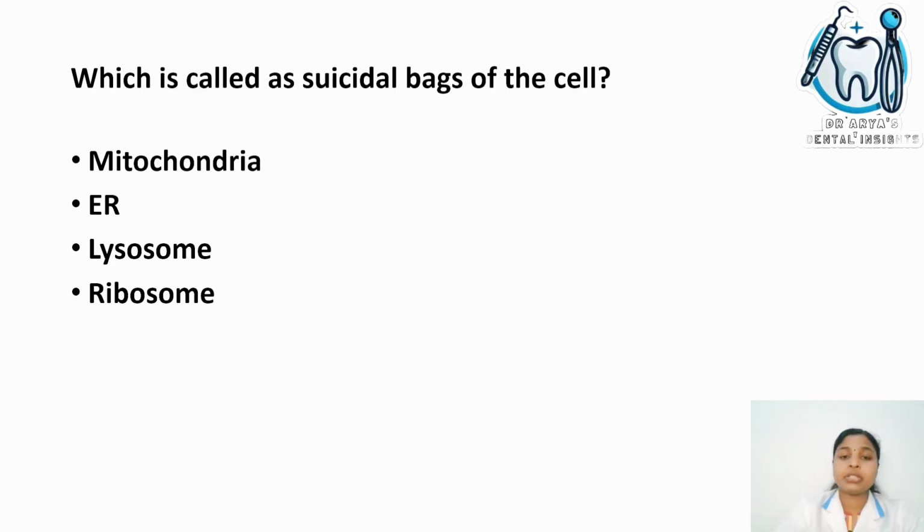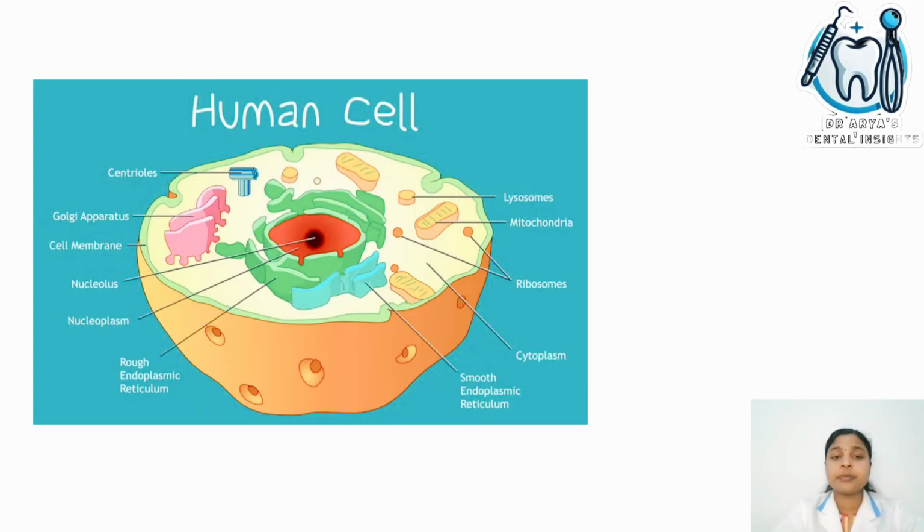So, coming to the discussion part, this is a picture showing a human cell. Here, these are the centrioles, and this is the Golgi apparatus. This is the cell membrane, and this is the nucleolus. This is the nucleoplasm, and here this is the rough endoplasmic reticulum. This is the smooth endoplasmic reticulum, cytoplasm, ribosomes, mitochondria, and these are the lysosomes.